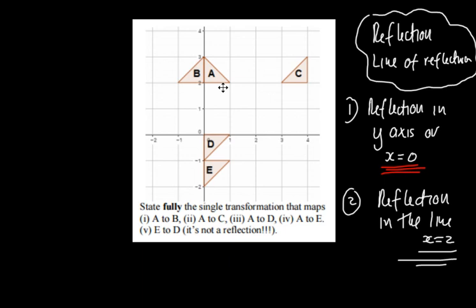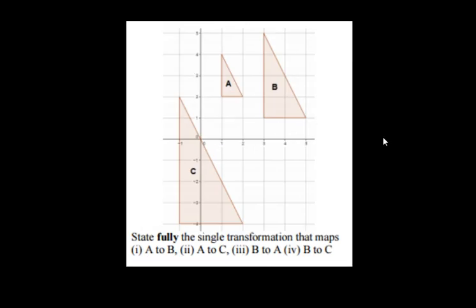So those are now reflections. We need to state that it's a reflection, and we need to give the equation of that mirror line, or the line of reflection. So where does it have symmetry? Finally, enlargements. Enlargements are the only one where the shape has changed size.